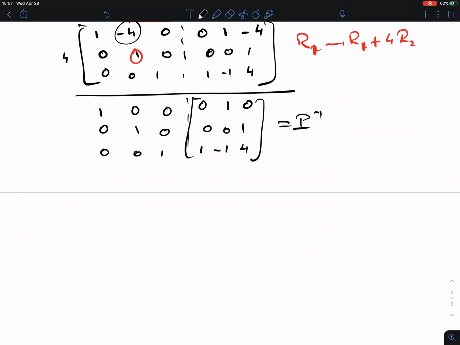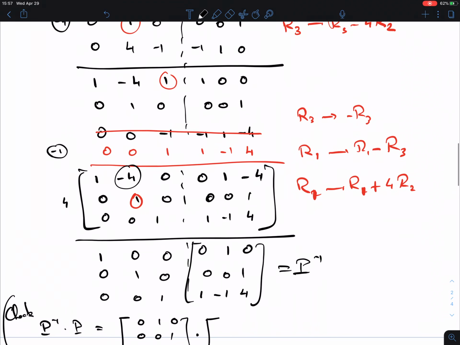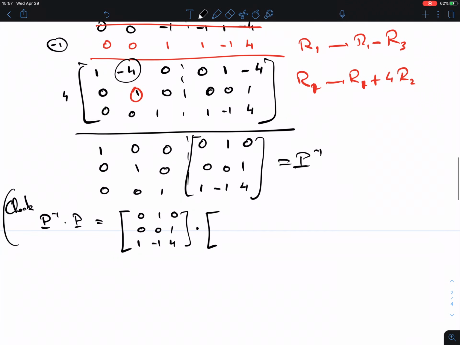Quick check, okay, let's check it. P inverse times P. This is a check again. I'm doing this so that I don't give you a wrong answer. So this is a way for me to see that I didn't make a mistake. And the way the checking works is multiplying the matrix with its inverse, right? So the other matrix P, I have it here, so I can copy it. Minus 4, 1, 1, 0, 0, 0, 1, 0.